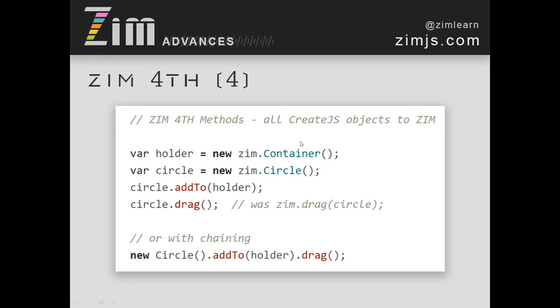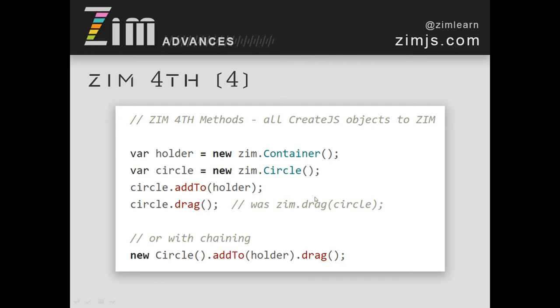That allowed us to take all of the functions. We had something like 30 or 40 functions that we were doing, animate, drag, center, etc. It allowed us to take all of those functions and put them on the ZIM classes as methods. So now we could say circle.drag instead of zim.drag(circle).